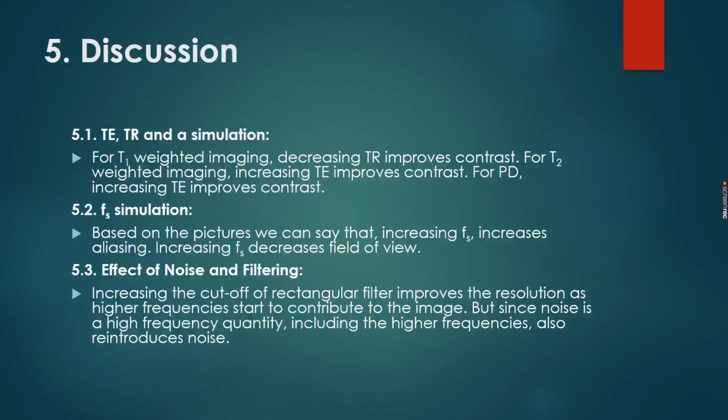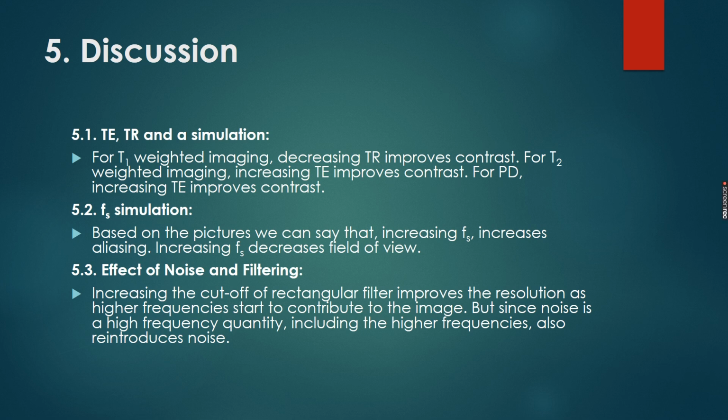Hello, I'm Kerem. I will talk about the discussion of our project and then explain the code. First one is TE, TR simulation for T1 weighted imaging. Decreasing TR improves contrast. For T2 weighted imaging, increasing TE improves contrast. For PD, increasing TE improves contrast. Second one is FS simulation. Based on the pictures, we can say that increasing FS increases aliasing, and increasing FS decreases the field of view.